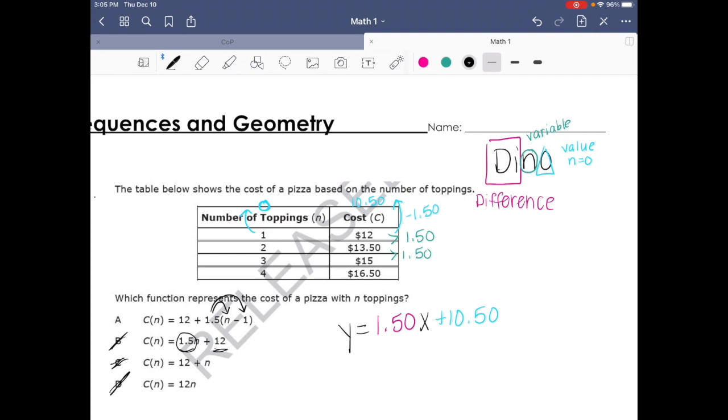So if we simplify this, this is going to turn into 12 plus 150n minus 150, which is basically what we did. We subtracted 150 from 12. So there's my simplified version, which the answer would be A.